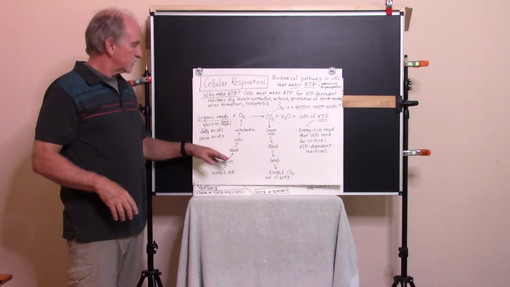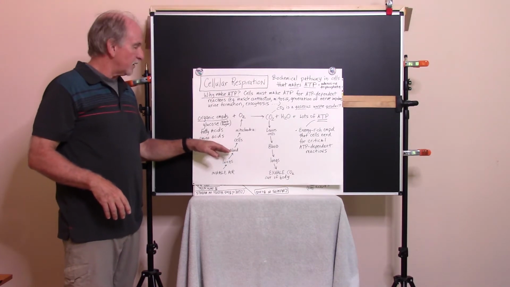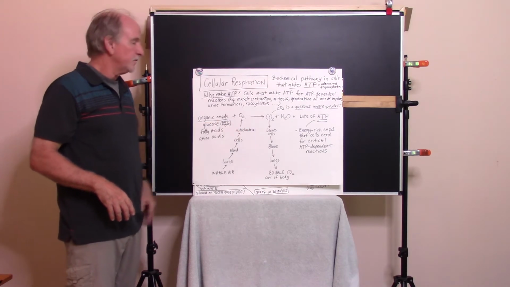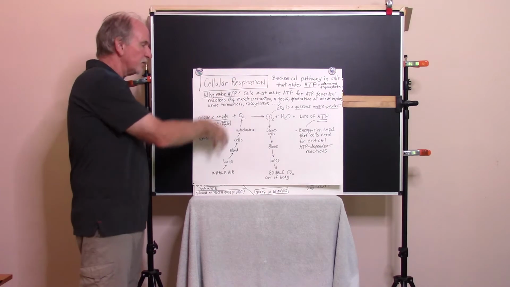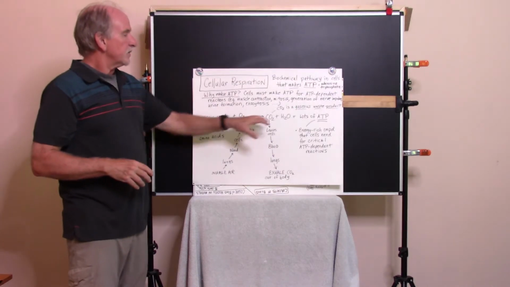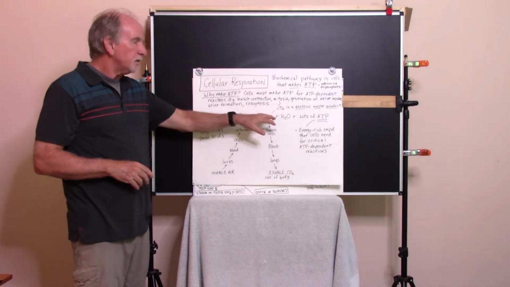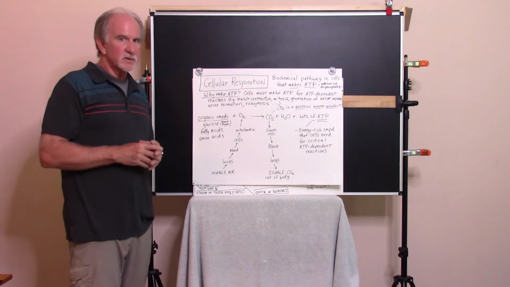The lungs deliver the oxygen to the blood. The blood carries oxygen to the cells of the body. Within cells, oxygen goes into the mitochondria and participates in the mitochondrial phase of cellular respiration. So these are the products, carbon dioxide and water. Carbon dioxide is a gaseous waste product of cellular respiration.